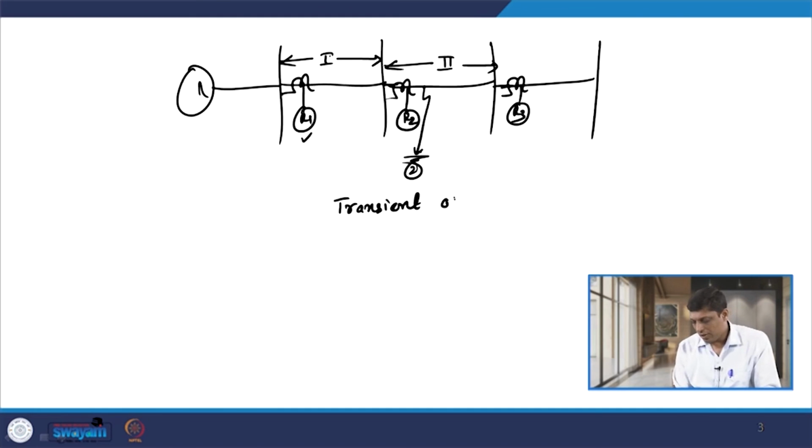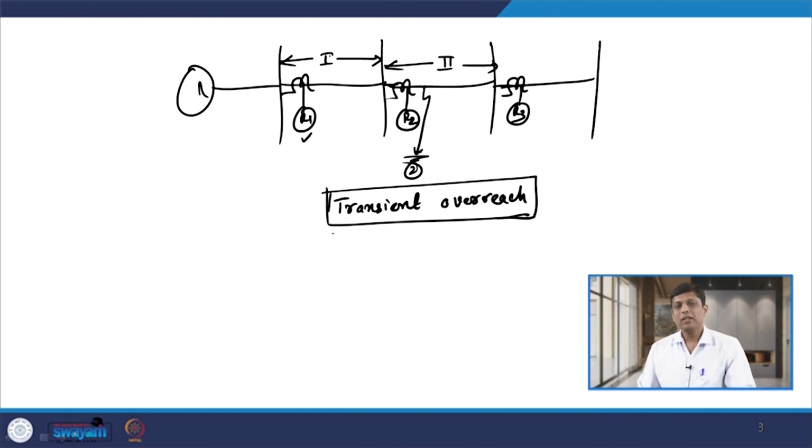Transient overreach phenomenon is defined as the tendency of a relay to operate instantaneously beyond its zone of protection. Here the zone of protection of relay R1 is only up to section 1, whereas the fault occurs in section 2. This fault at point 2 is beyond the zone of relay R1, and still relay R1 operates. That is known as transient overreaching of relay R1. Now, how the transient overreach affects, how it comes into the picture, we will discuss later on.